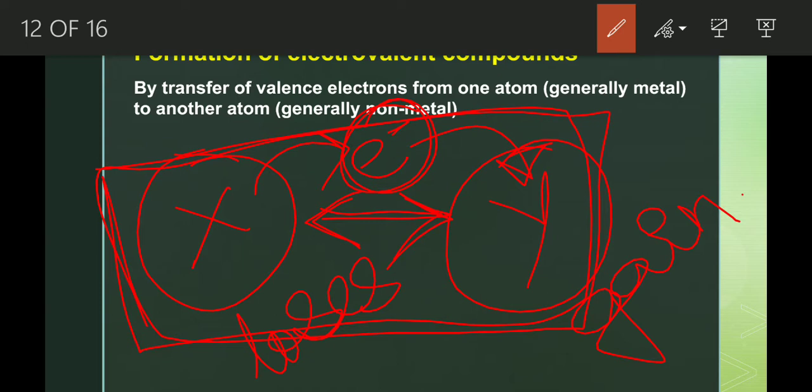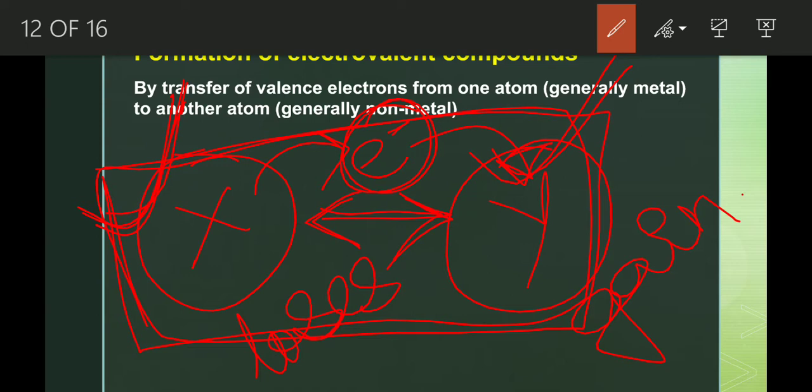I think it's clear to you all. And generally it has been found that the atom that loses the electron, that gives out the electron, is a metal, and the atom that gains or accepts electrons is the non-metal. I have told you in my previous video that metals are those elements which lose electrons. And non-metals are those elements which gain electrons.